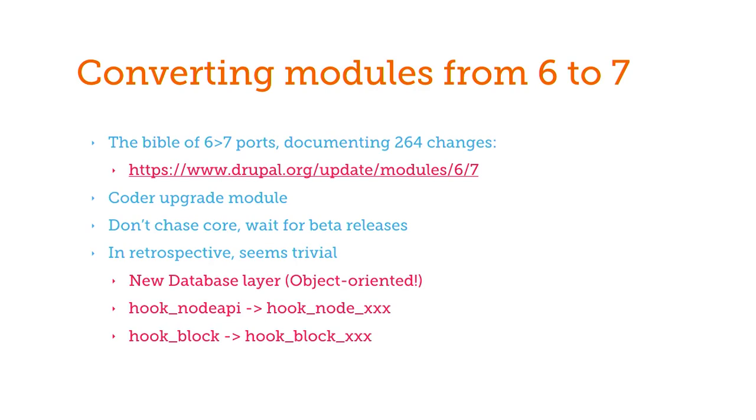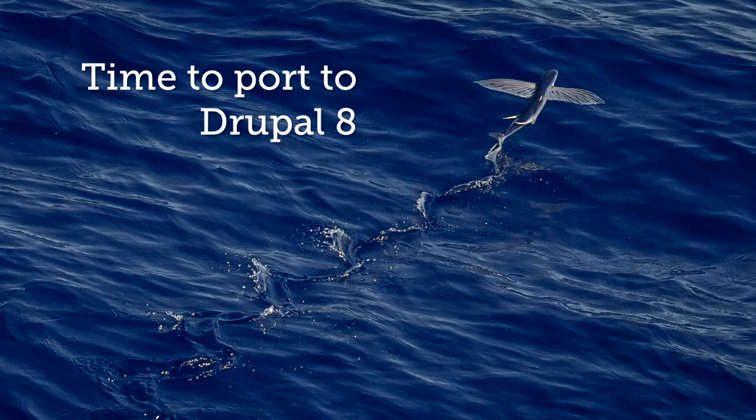There was a new database layer. There was this breakdown of the hook node APIs into hook block, hook node XXX, and hook blocks into hook block XXX. And there were a few other significant changes, but there's still mostly a one-to-one API mapping between Drupal 6 and Drupal 7 that doesn't exist so well in Drupal 8. So now is the time to port to Drupal 8. I've been saying this for a few months already.